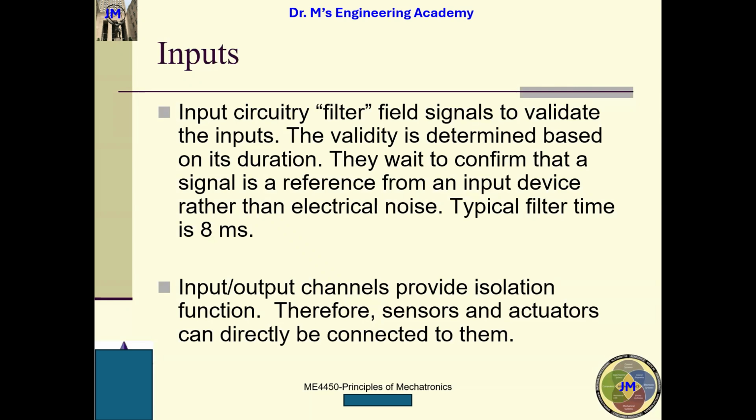And how does the PLC know that this signal is a valid signal or just background noise? It depends upon the duration. So they wait to confirm that a signal is a reference from an input device rather than electrical noise. Typical filter time is 8 milliseconds. So this is a threshold value. Right? If you use this when you program, you can filter most of this background noise.